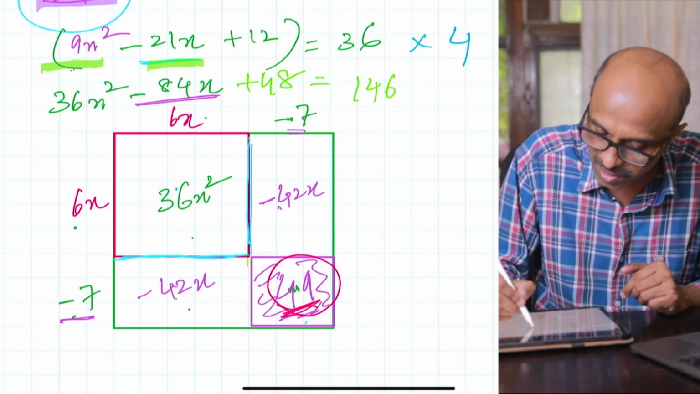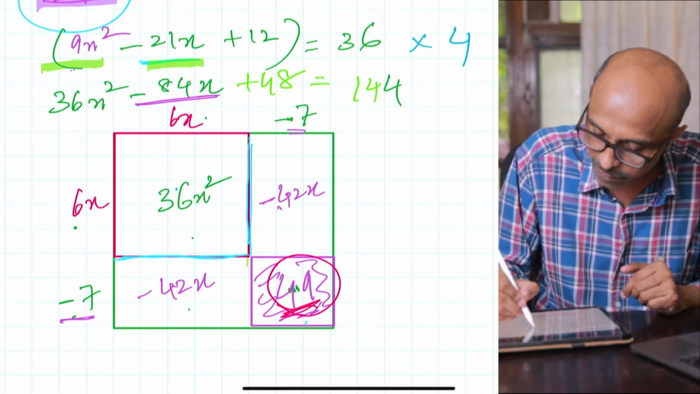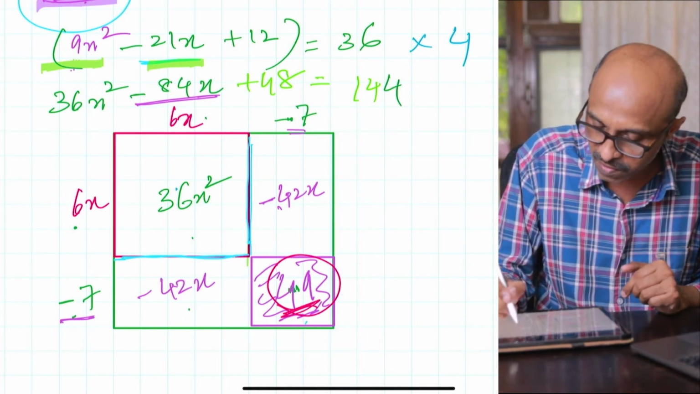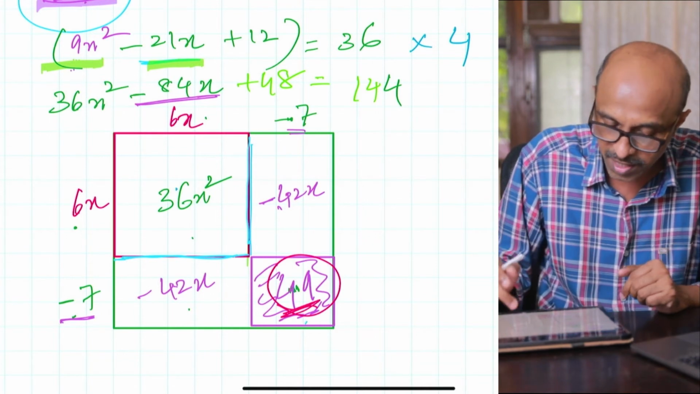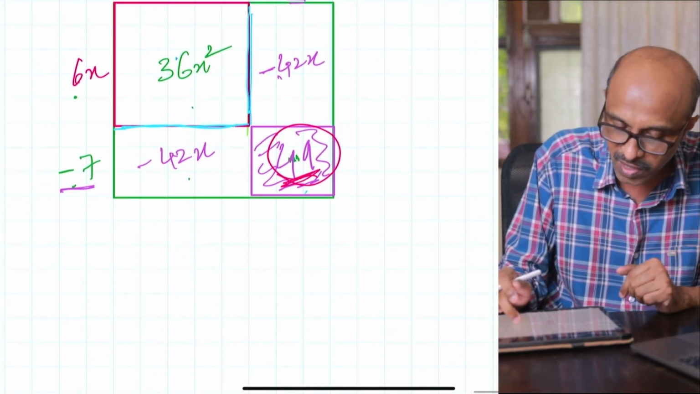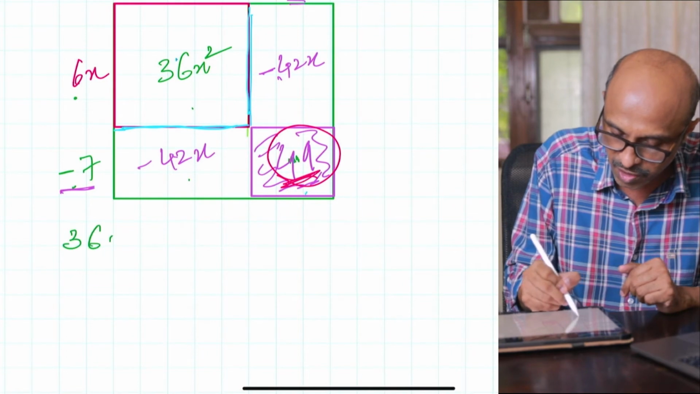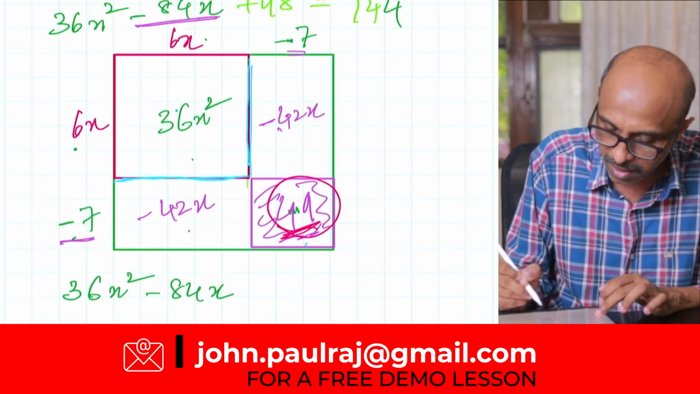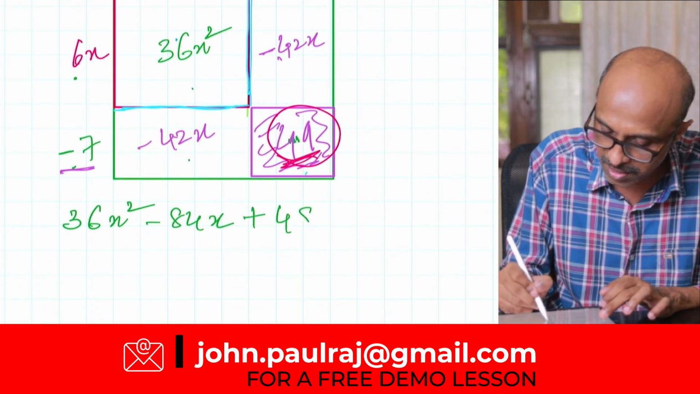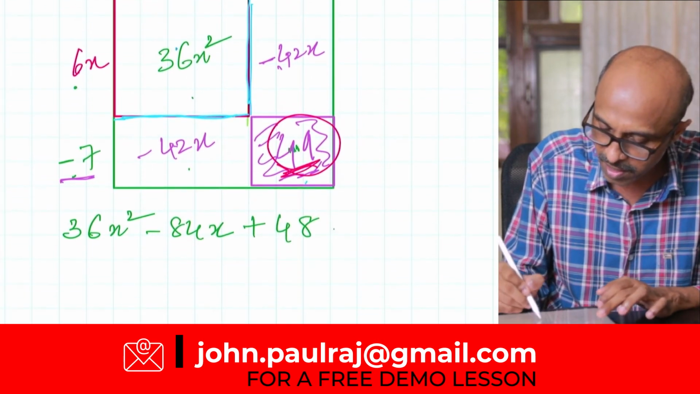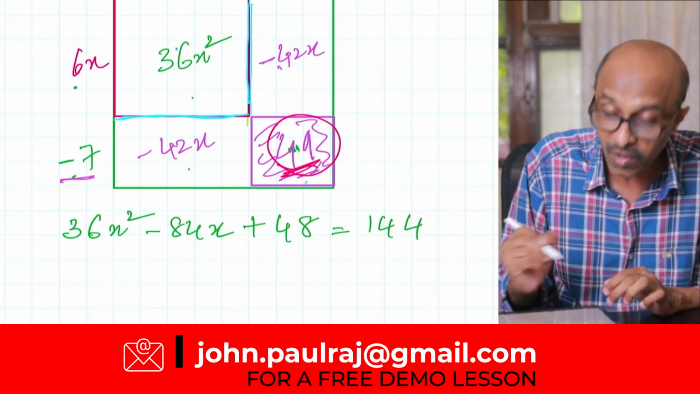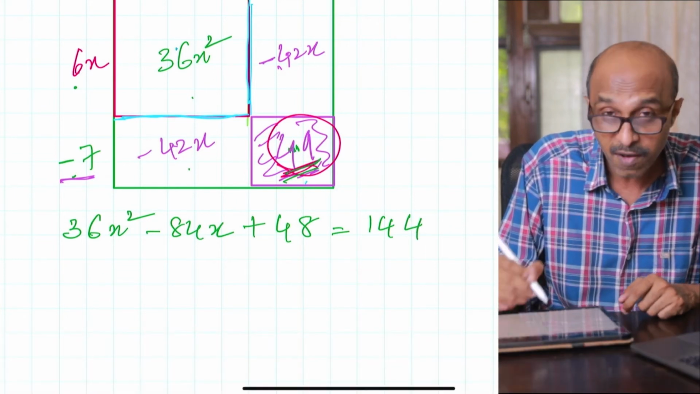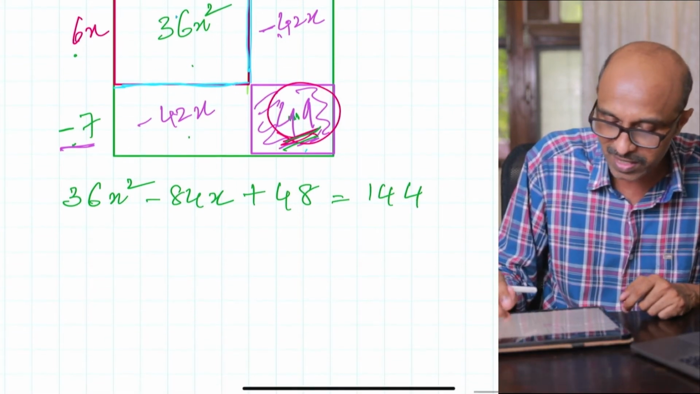Sorry, why did I write 146? That's a slip of the pen, okay? 4 and 6, 24, 4, 3, 12, 13, 14. Okay, that's good. Now, we've got a 48, so I'm just going to write this equation here. This is 36x squared minus 84x plus a 48 is equal to 144.